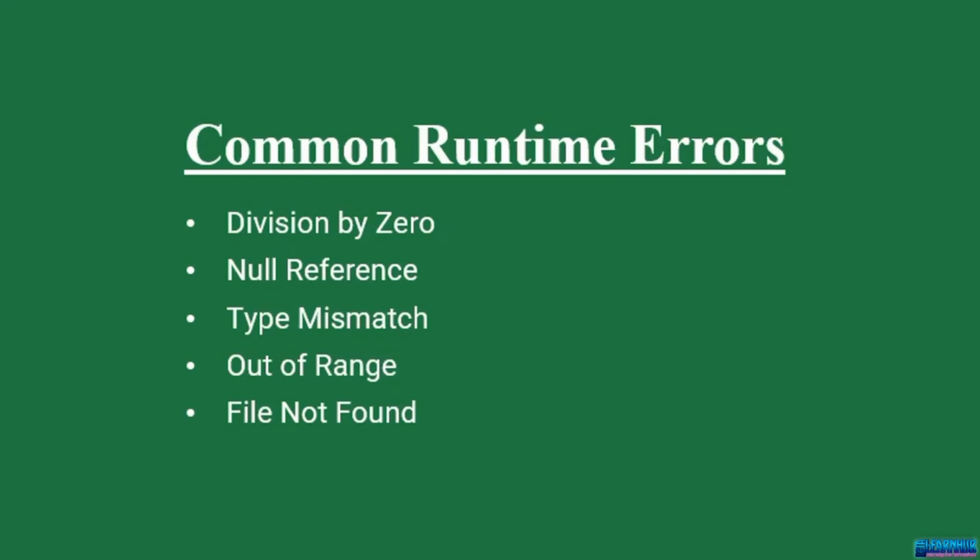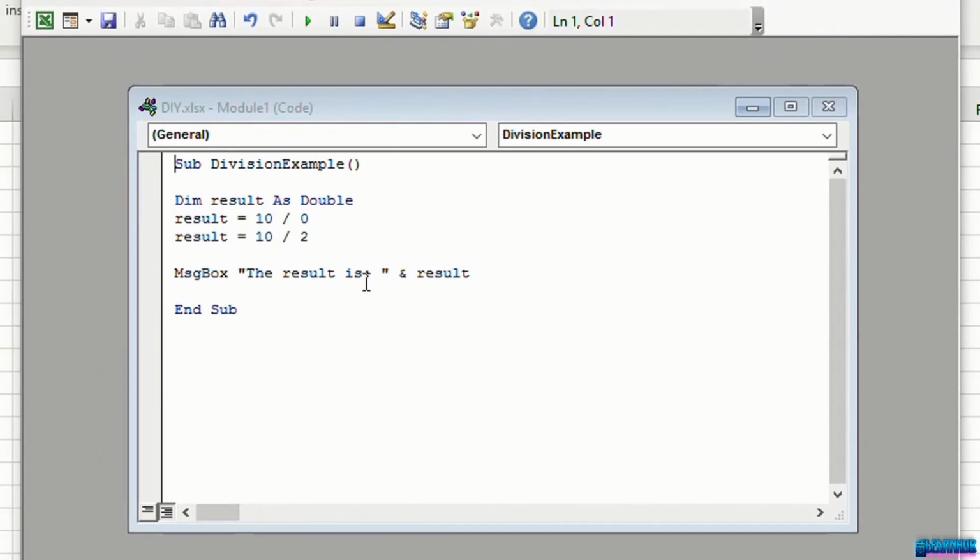Now, before we dive into error handling techniques, let's explore some common runtime errors. The first one we will cover is division by zero. This error occurs when attempting to divide a number by 0. Let's see an example. In this example, we are trying to divide 10 by 0, which is not allowed in mathematics and programming. When the code executes this line, a runtime error 11, division by 0, will occur.